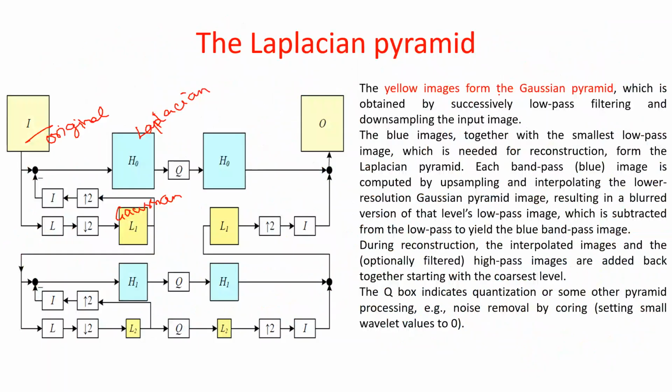So how to get the Gaussian? First we have to blur and then we have to downsample. After getting the Gaussian image, we have to upsample and then we have to blur to get the original image. Okay, imagine that you have an image, you have applied a blur on it and you have compressed or downsampled it. So now the image is blurred as well as reduced. That is the Gaussian image.